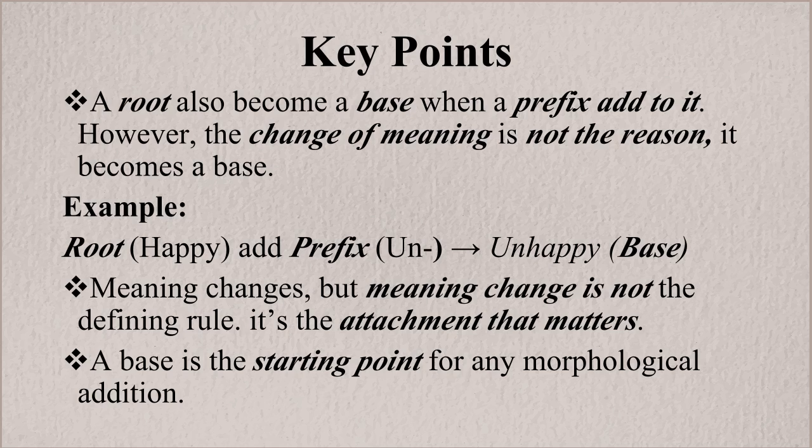For example, the root happy, when added to the prefix un, becomes unhappy. The root happy becomes a base once the prefix un attaches. The new form unhappy can itself function as a base for additional morphology, e.g. unhappiness. In this new word unhappy, meaning changes, but this change of meaning is not the rule to make a base. It is the attachment of the prefixes and derivational affixes. And remember, a base is the starting point for any morphological addition.